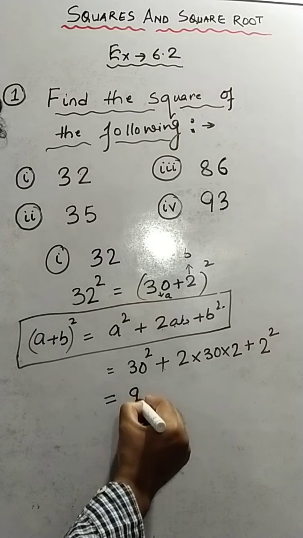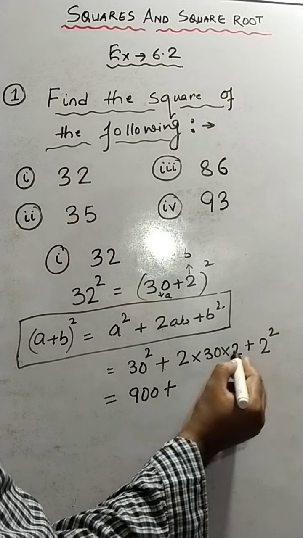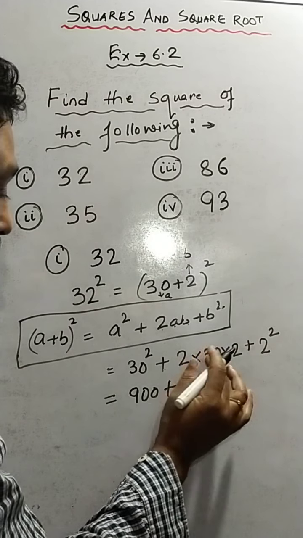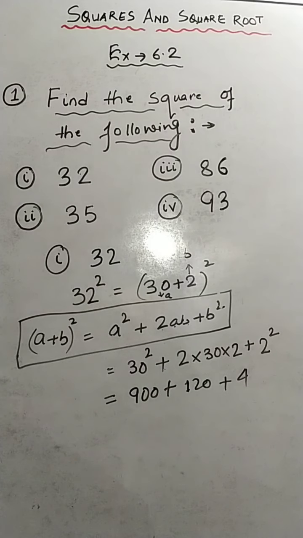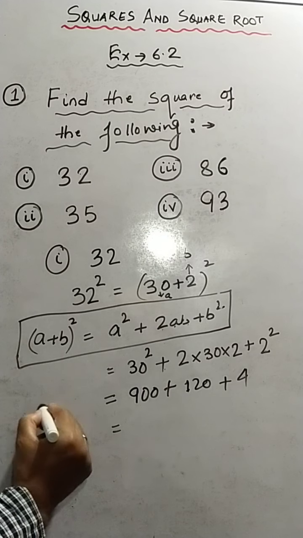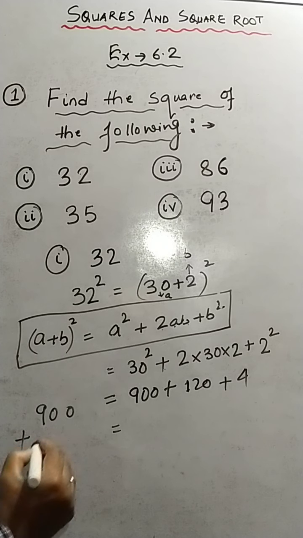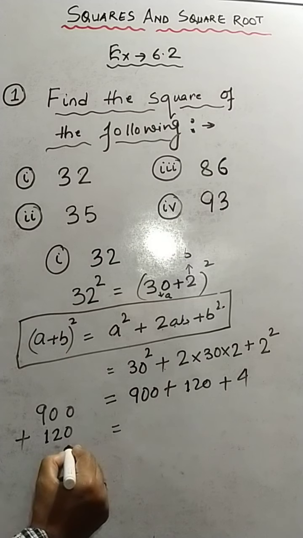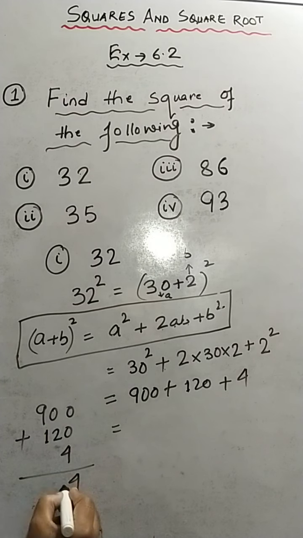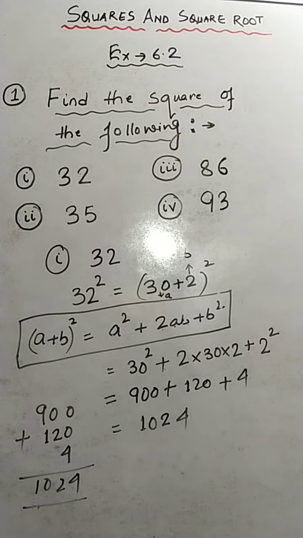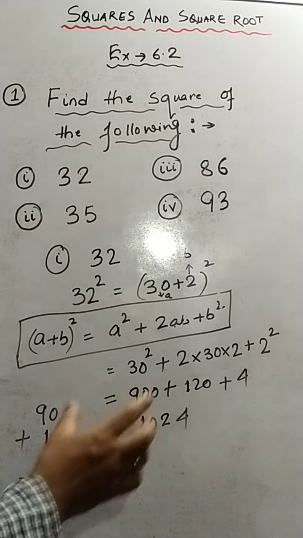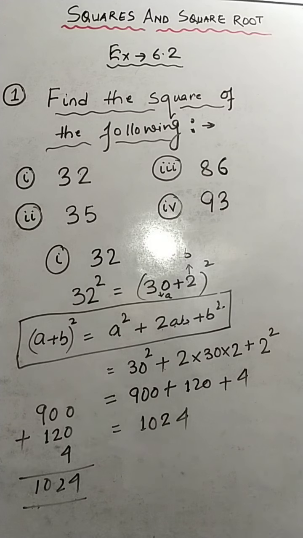30 square is 900. 2 into 30 into 2: 2 2s are 4, 4 3s are 12, so 120. Plus 2 square, which is 4. Now you have to add up all those numbers: 900 plus 120 plus 4. The required number is 1024. So the square of 32 is 1024. Now let's move on to sum number 2.